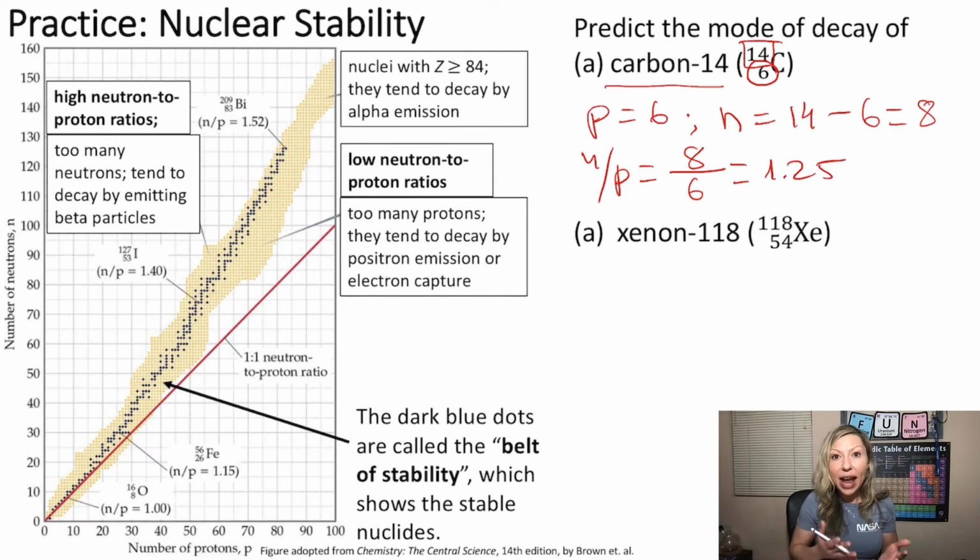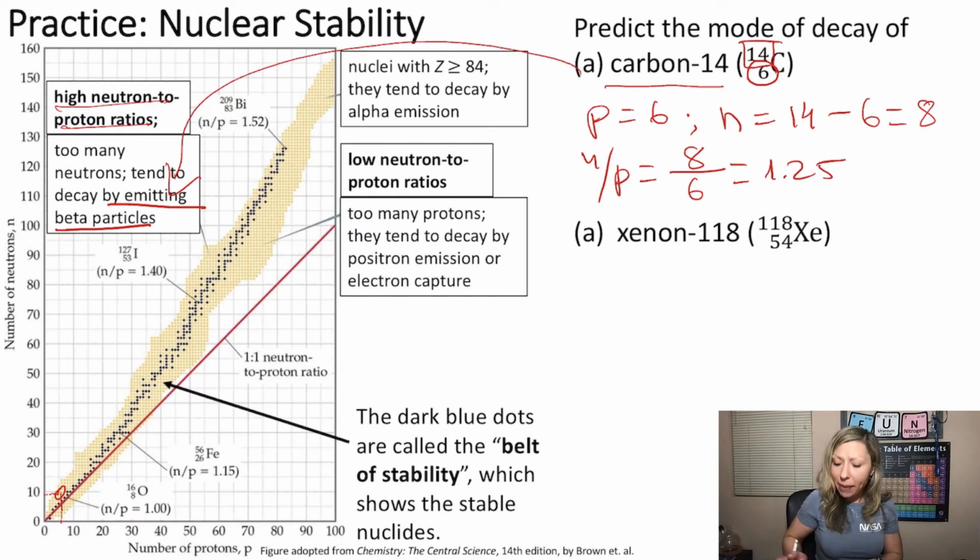Now let's check where carbon-14 ends up on our figure. Because it has 6 protons, it's going to be somewhere here, but with the 8 neutrons, it's going to be right above the belt of stability. So that means we have a high neutron to proton ratio, meaning that we have way too many neutrons, so we need to decay by emitting beta particles. So carbon-14 is going to get stabilized by emitting beta particles.